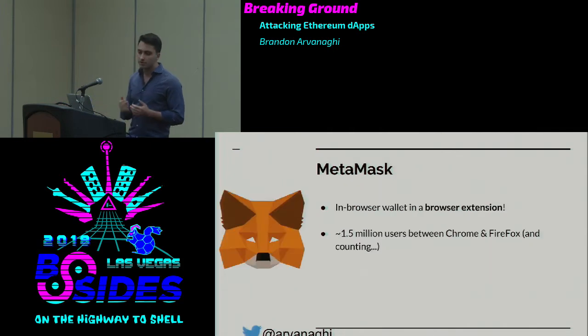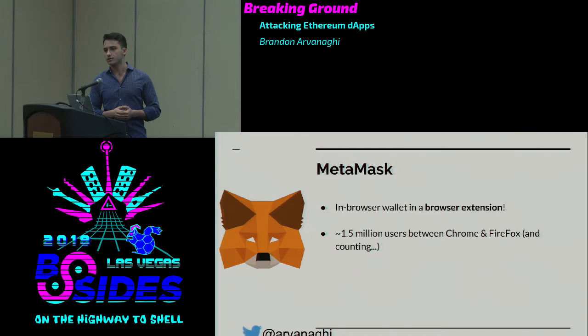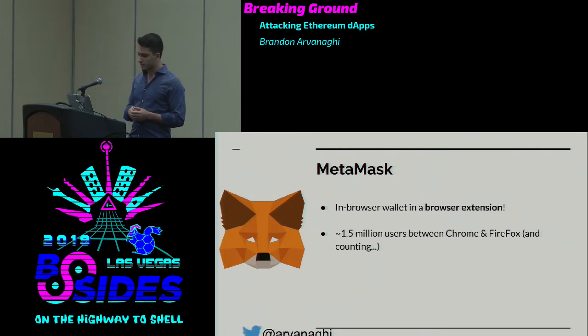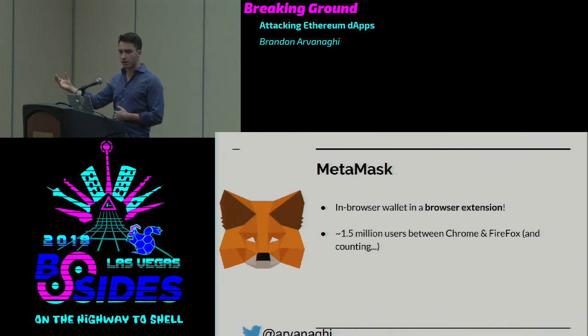So one way to do that is through MetaMask. MetaMask is a very popular in-browser extension. I think it's something like 1.5 million total downloads so far between Chrome and Firefox. And it's a wallet in your browser. So you can interact with these dApps by having your own wallet as a Chrome extension or as a Firefox extension, sign things, and have them go through the dApp like that.